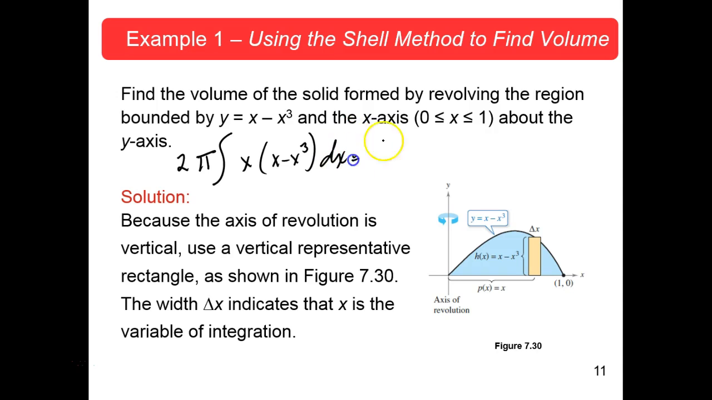Now, probably the first thing you want to do is 2 pi. And, oh, we didn't do the limits. X going from 0 to 1, okay? 2 pi. Let's multiply that through first. X squared minus x to the 4th from 0 to 1 dx. Okay? That's 2 pi. What's the antiderivative of x squared?